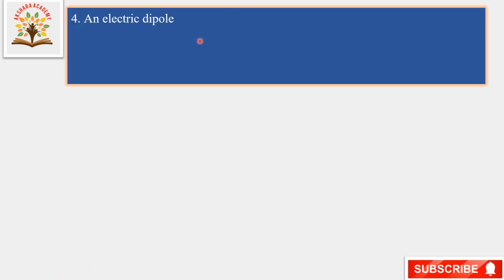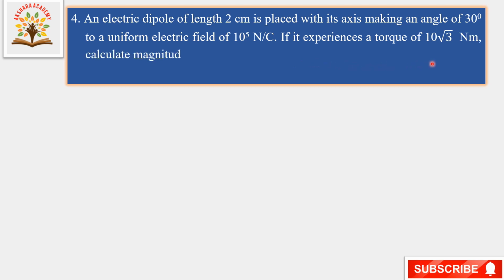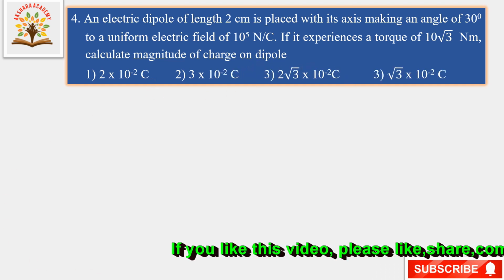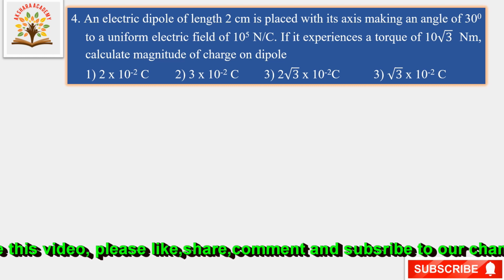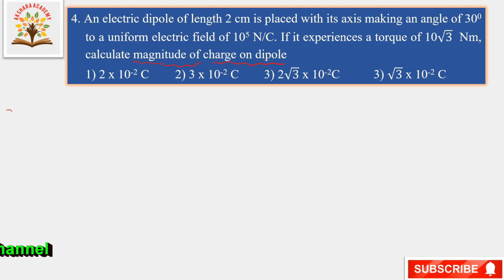In this question, an electric dipole of length 2 centimeters is placed with its axis making an angle of 30 degrees to a uniform electric field of 10 to the power of 5 Newton per coulomb. If it experiences a torque of 10 root 3 Newton meter, calculate magnitude of charge on dipole. Okay, now let us go to the solution.